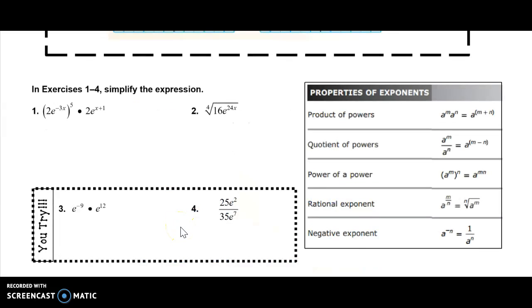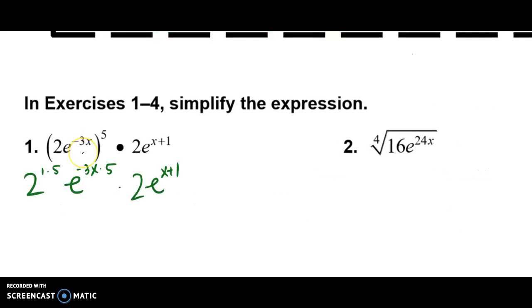Okay, so let's do some examples. It says in exercises 1 through 4, we need to simplify the expression. On the side here, I gave you a chart in case you don't remember the properties. The first thing I see is power of a power. So all we need to do is multiply the exponents. So we distribute this 5, 1 times 5, and then negative 3x times 5.